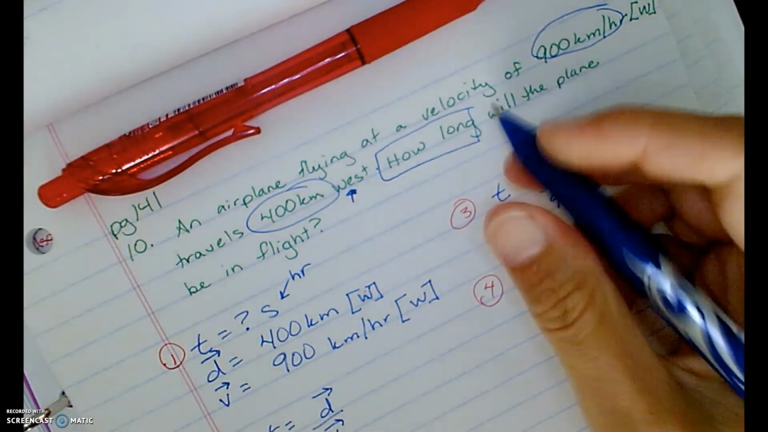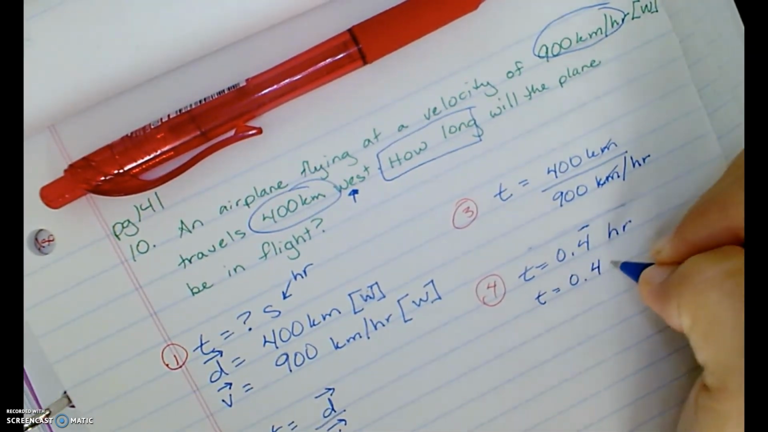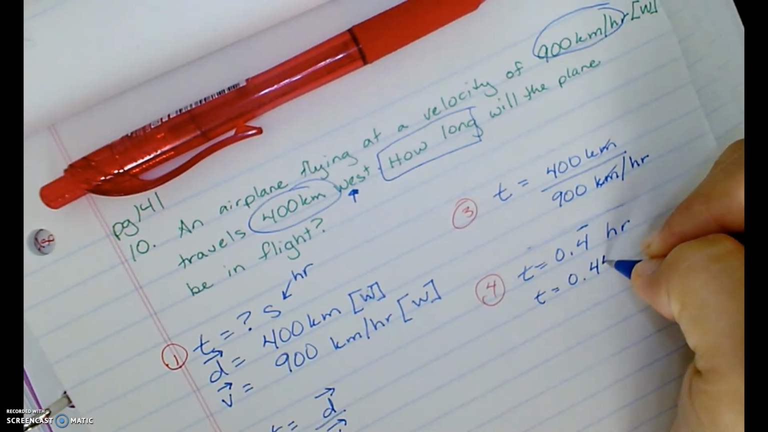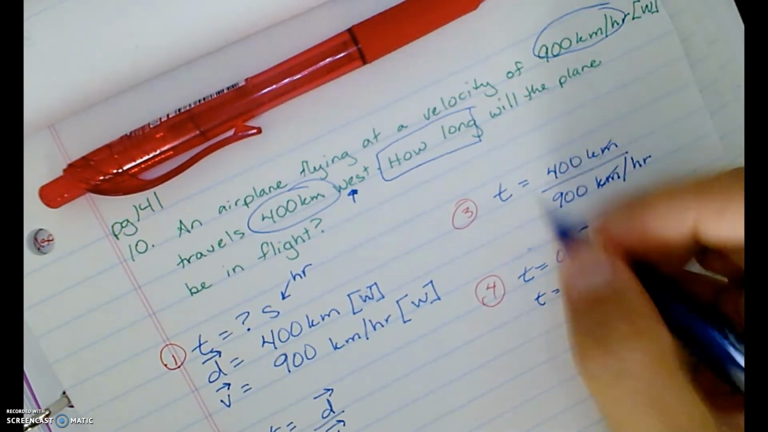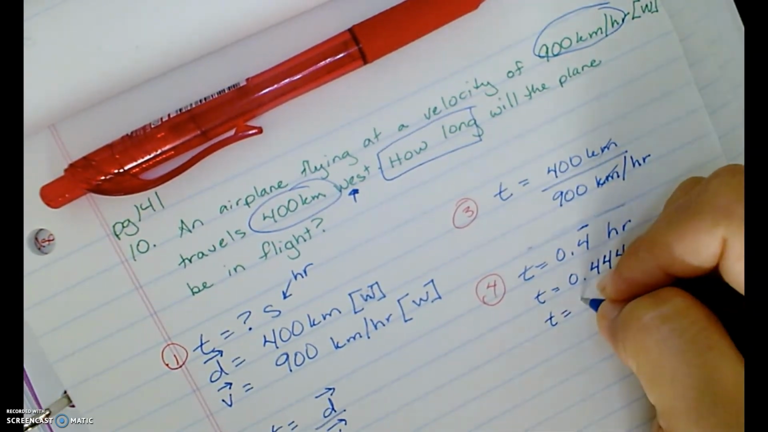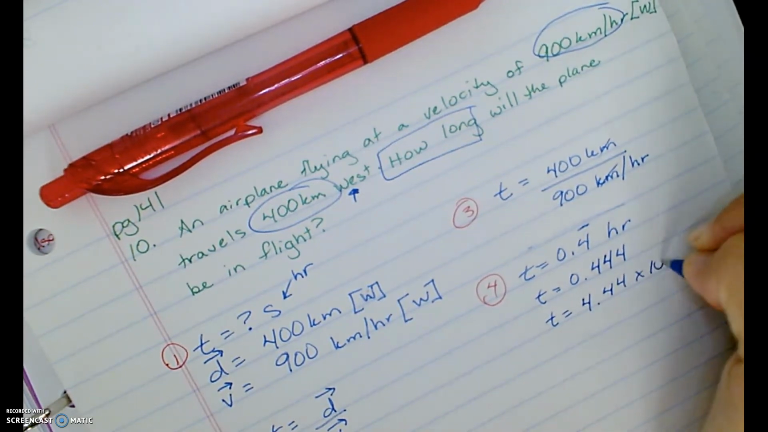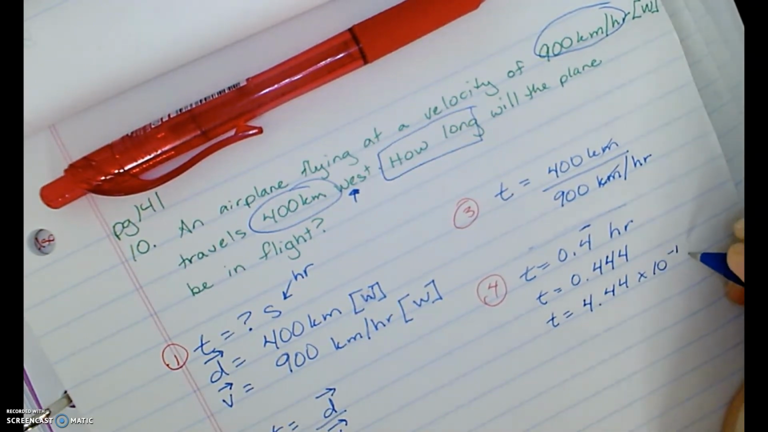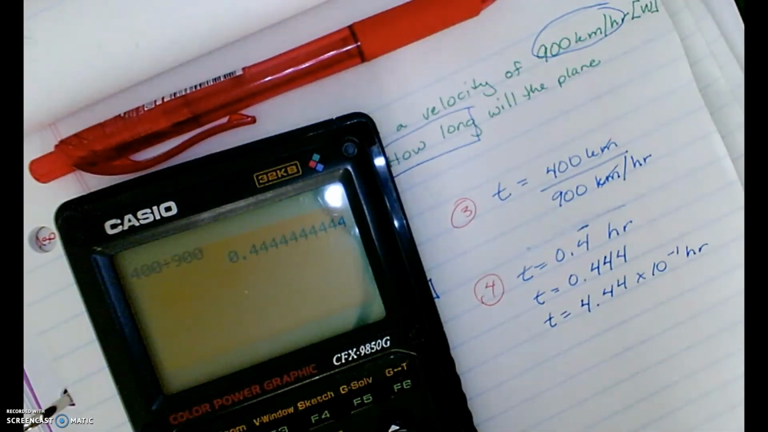We only have 1 here. So you could put 4.444 as an answer. That's kind of weird. So you could put 4.44 times 10 to the negative 1 hours. Or maybe you want to convert that into seconds. So you can. So times 60.